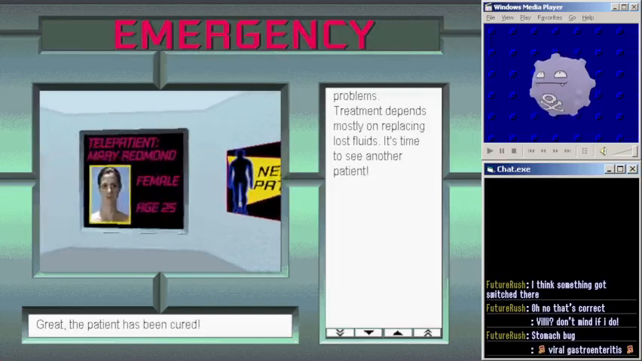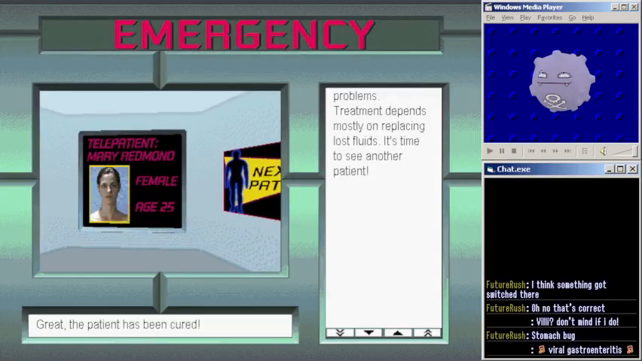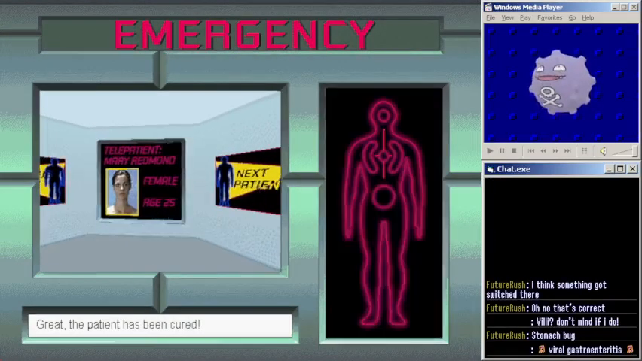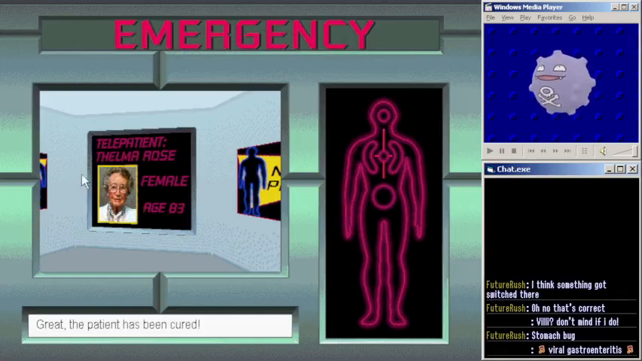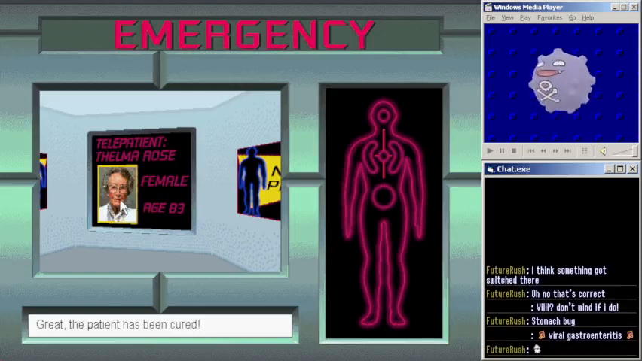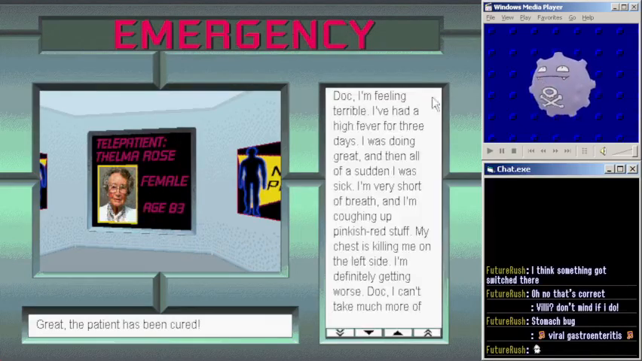Viral gastroenteritis, viral gastroenteritis. Did I skip one? No, okay. Patient, Thelma Rose, female, age 83.